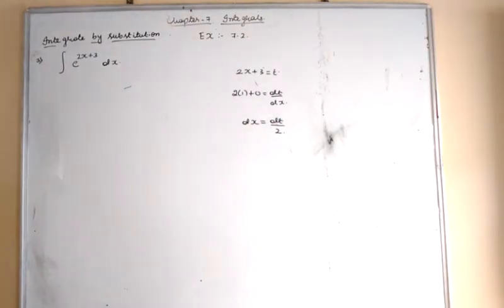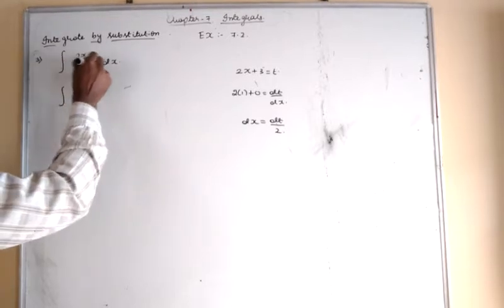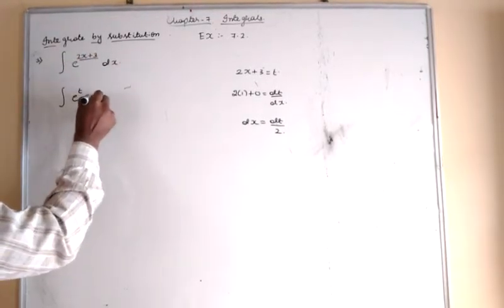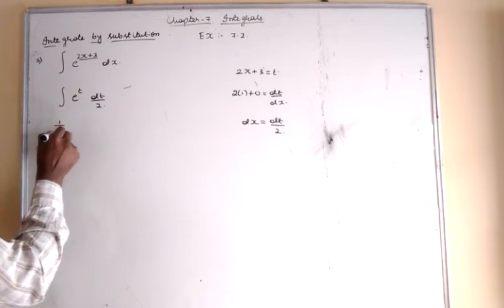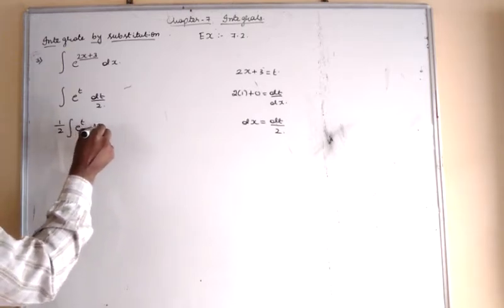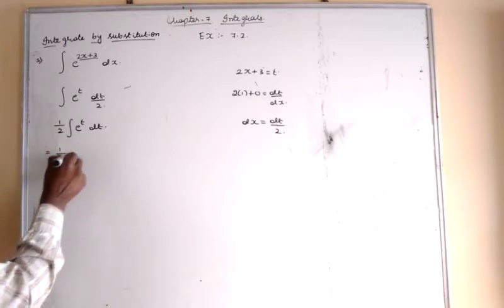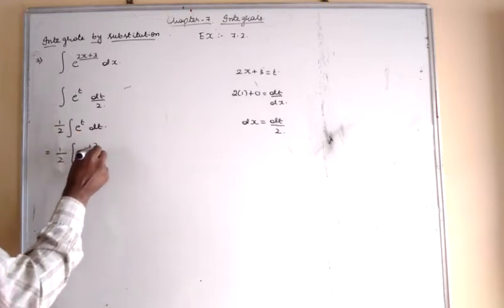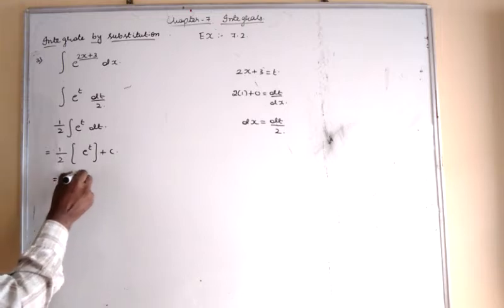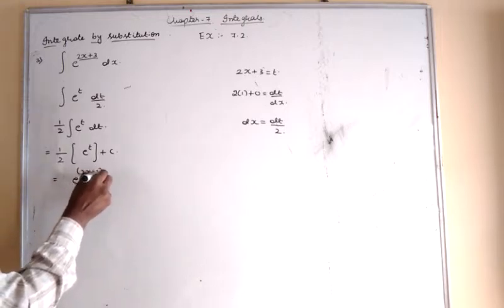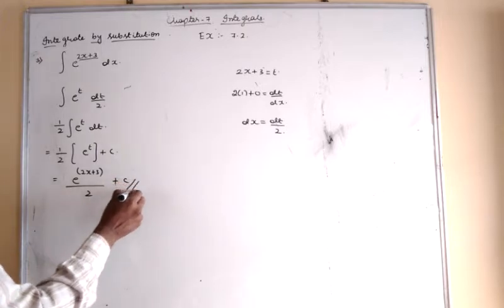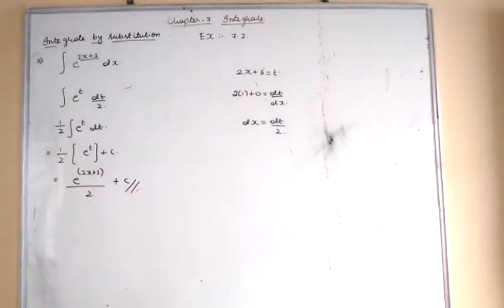Let us substitute here. If you substitute in the place of 2x plus 3, t, and in the place of dx, dt by 2, so 1 by 2 is a constant, integration of e to the power of t dt. That is equal to 1 by 2, integration of this is e to the power of t plus c. Then e to the power of t value is e to the power of 2x plus 3, by 2, plus c. Okay, take on the next problem.